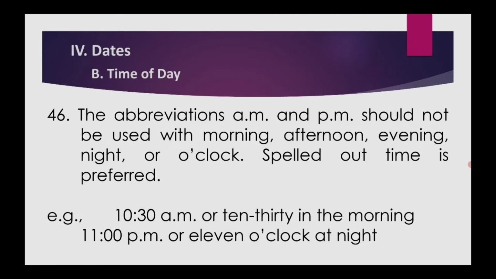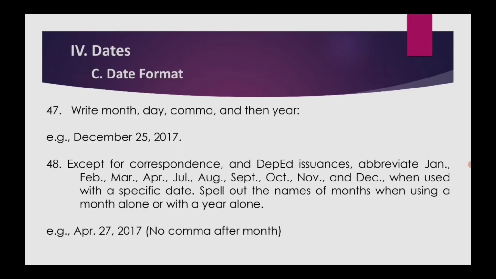The abbreviations AM and PM should not be used with morning, afternoon, evening, night, or o'clock. Spelled out time is preferred. Example, 10:30 AM or 10:30 in the morning. If you spell out the number, you spell out also the abbreviation. 11 o'clock PM or 11 o'clock at night. This is for the purpose of consistency.